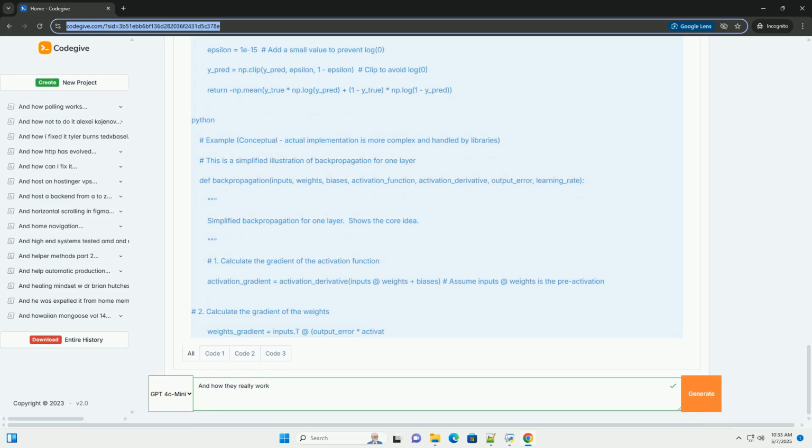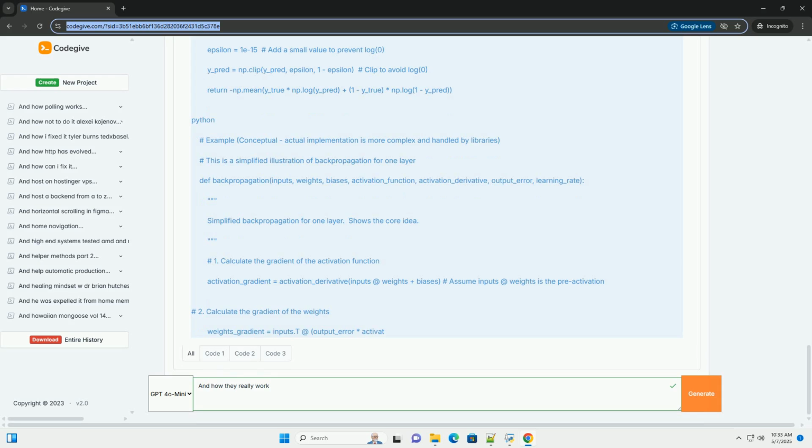Common loss functions. Mean squared error, MSE, used for regression tasks. Binary cross entropy, used for binary classification. Categorical cross entropy, used for multi-class classification.